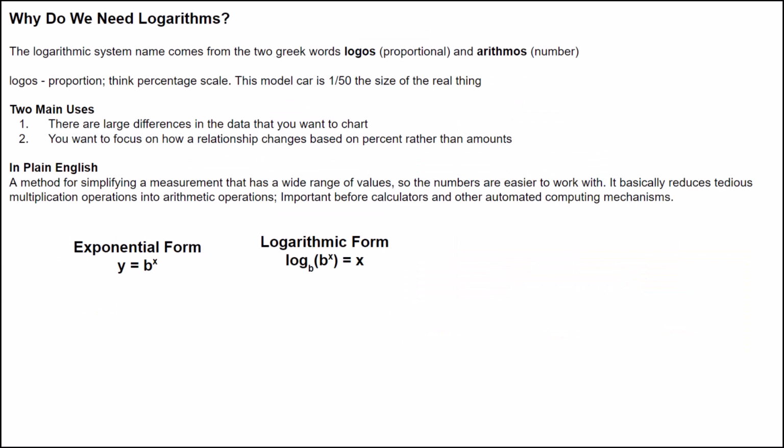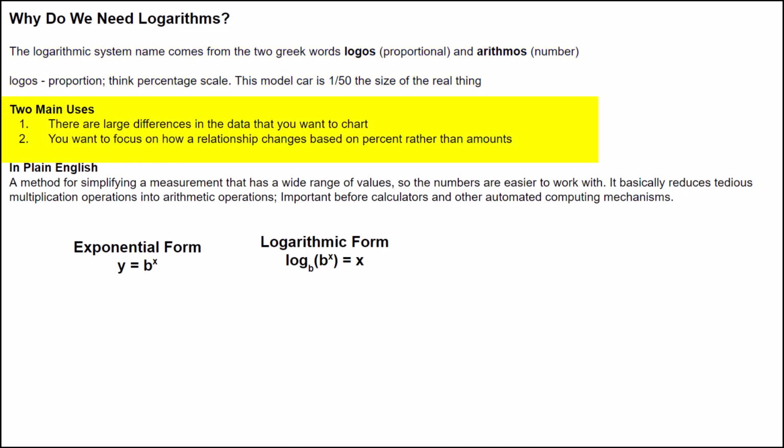If you've never seen, heard of, or used logarithms in the past, both their looks and their uses may seem strange to you. So let's talk a little bit about them and where they came from. The term logarithm itself comes from the two Greek words logos and arithmos. Logos meaning proportional and arithmos meaning number. When you think of proportion or logos, think of scale. If you've ever seen a model car that gives you the scaled size to the real car, such as 1/50th the size of the real thing, these are the types of proportions we're talking about.